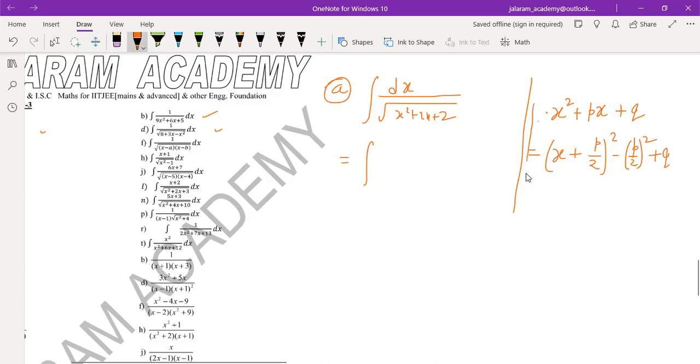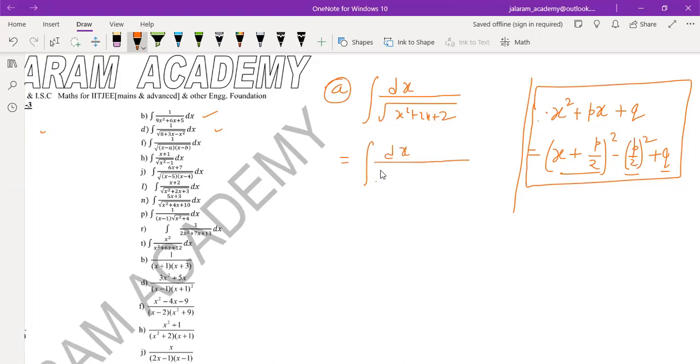x square plus px plus q equals to x plus p by 2 whole square minus p by 2 whole square plus q. So when we use it in this form, where coefficient of x is 2, half of 2 is 1. So we write x plus 1 whole square. P by 2 means 2 by 2, which is 1, minus p by 2 square, so it is 1 square. And the final term is 2, so the integral equals integration of dx upon root x plus 1 whole square plus 2 minus 1, which is 1, that is 1 square.